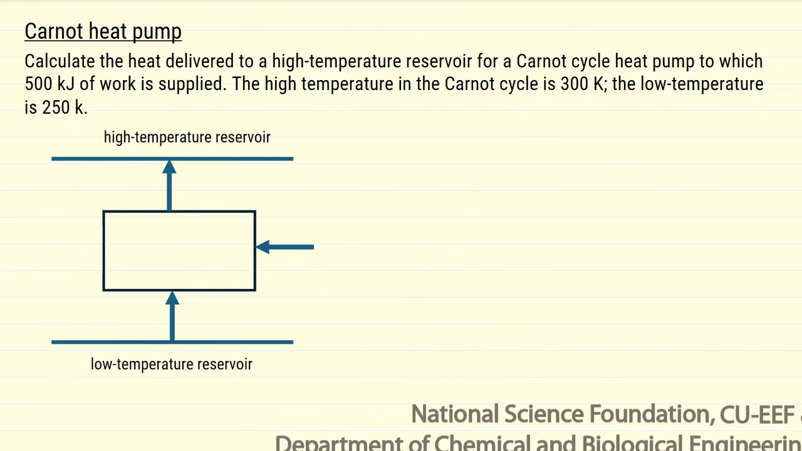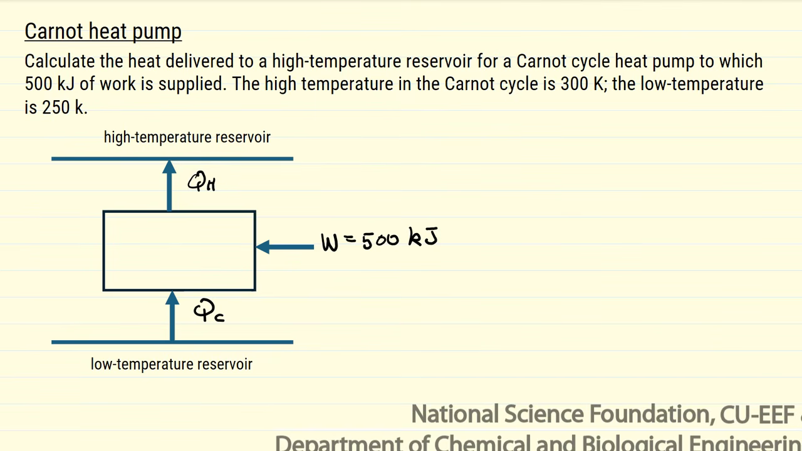In this problem, we're going to calculate the heat that's delivered to a high temperature reservoir if we run a Carnot heat engine in reverse, so it's a Carnot heat pump. And when we're doing that, now we're supplying work, and so we're supplying 500 kilojoules. And what that accomplishes, we transfer heat from the low temperature reservoir to a high temperature reservoir.